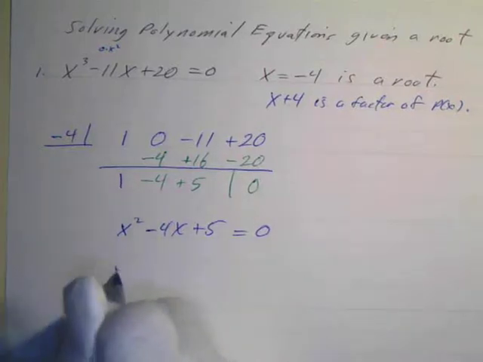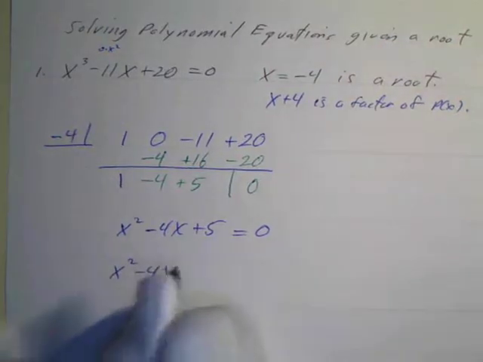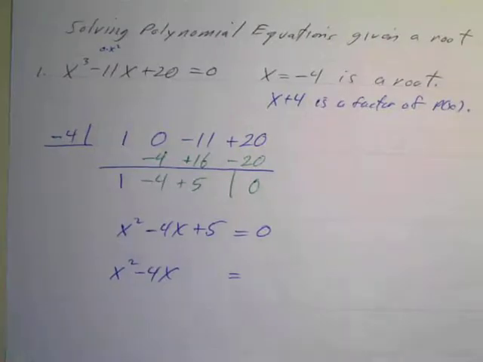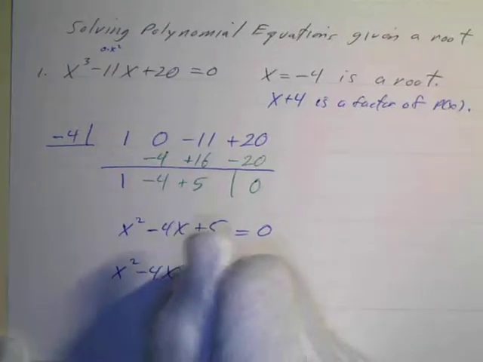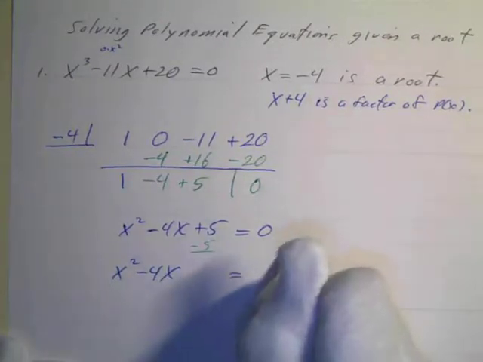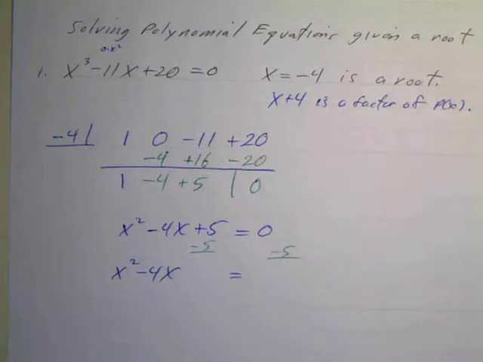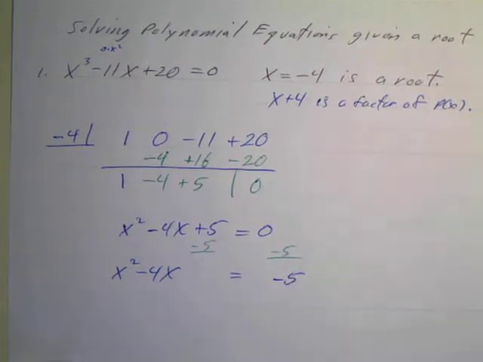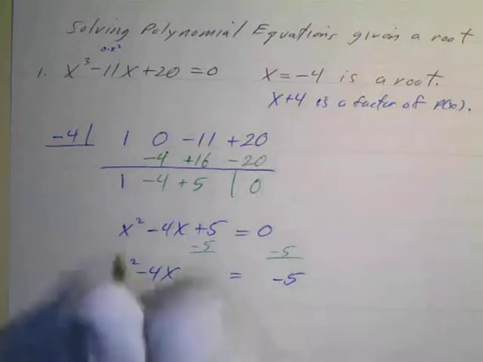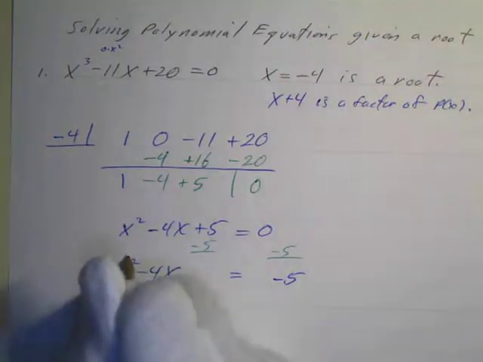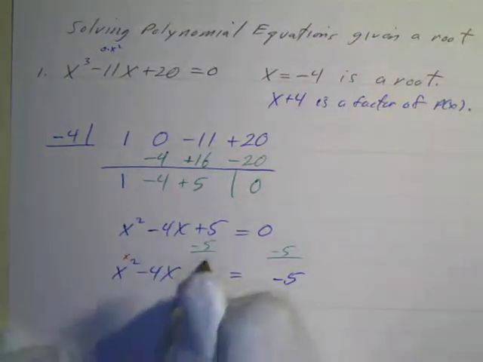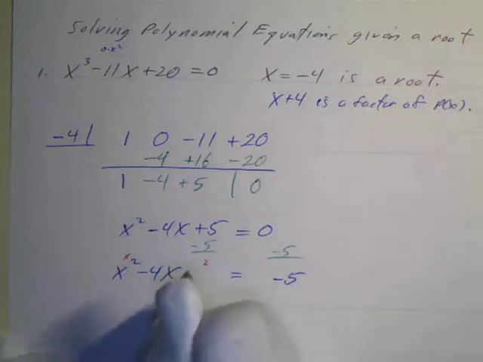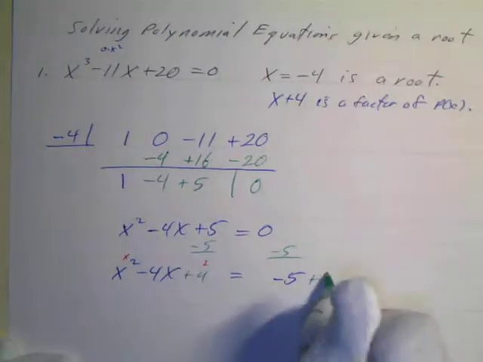So I'll rewrite this: x squared minus 4x equals, and I'll subtract 5 from both sides to move the 5 over on the other side. So we just subtract 5 from both sides. And I have negative 5 on the right. And then I'll complete the square on the left. So what's the square root of x squared? It's x. What's the square root of 4? 2. What's 2 squared? 4. So I'm going to add 4 to both sides. Plus 4. Plus 4.